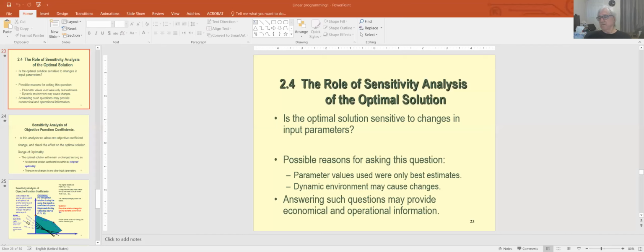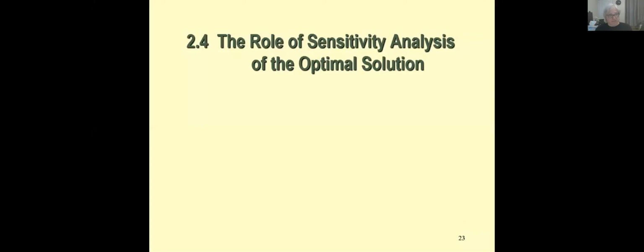So I'm going to start with explaining what sensitivity analysis is all about.